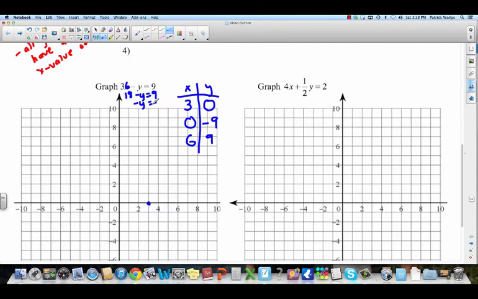You get negative y equals negative 9. Then divide both sides by negative 1. You get y equals 9. Yep, we got it right. Now, here's another reason you know it's probably right.